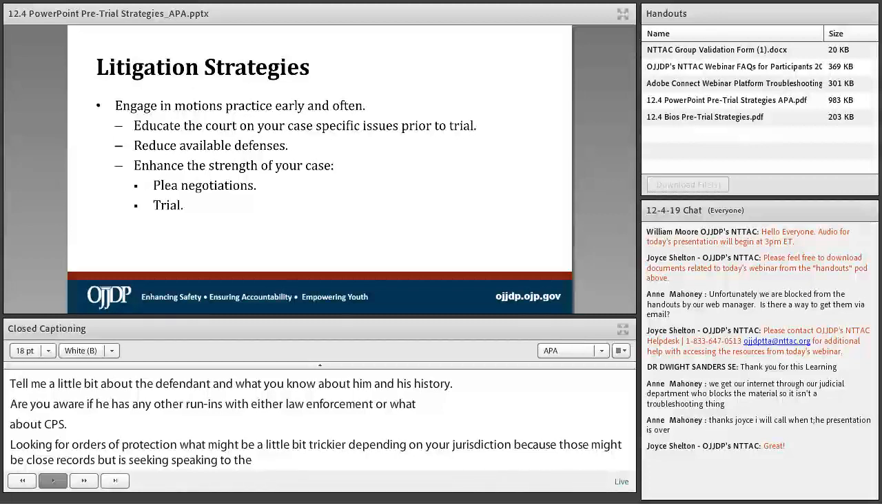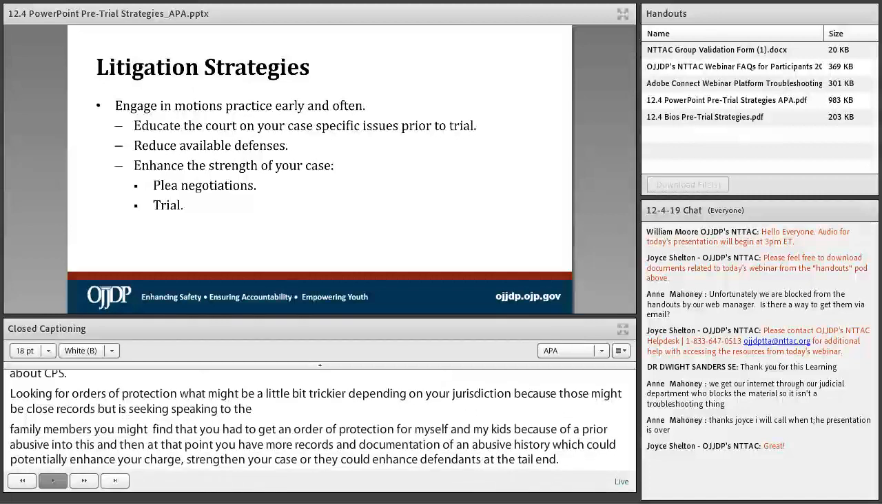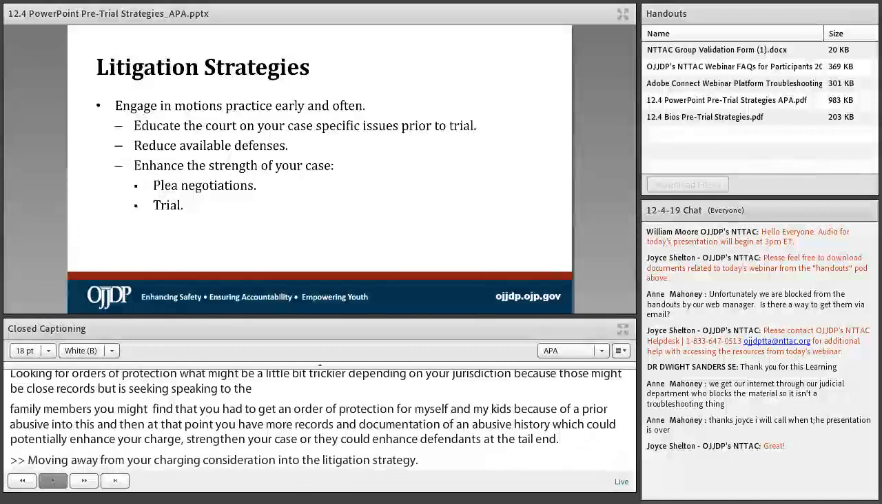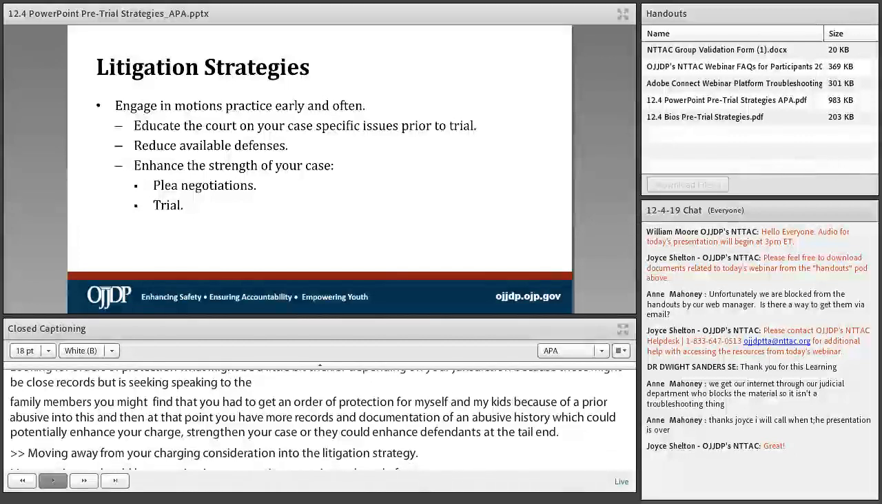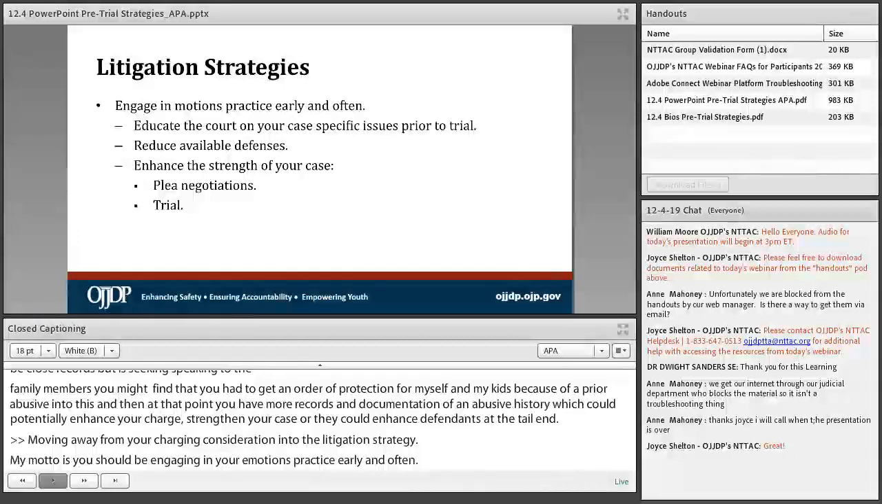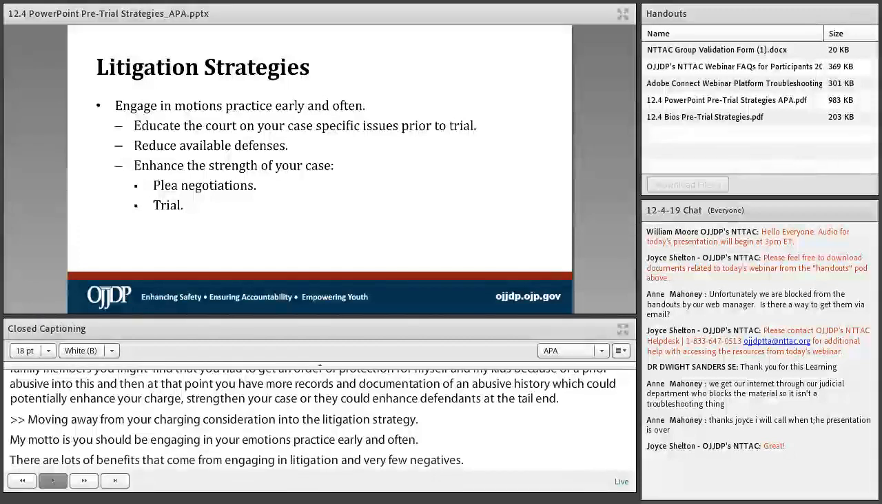So moving away from your charging considerations into the litigation strategies. My motto is that you should be engaging in your motions practice early and often. There are lots of benefits that come from engaging in litigation and very few negatives. It can be time-consuming, but it really helps to narrow down the available defenses that the defense attorney might present. It might enhance the strength of your case if you start getting some good pretrial rulings, which obviously could either help you with plea negotiations or at least set you up really well for trial.